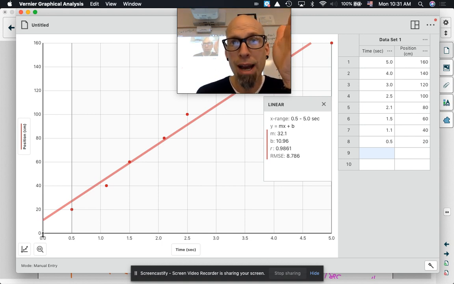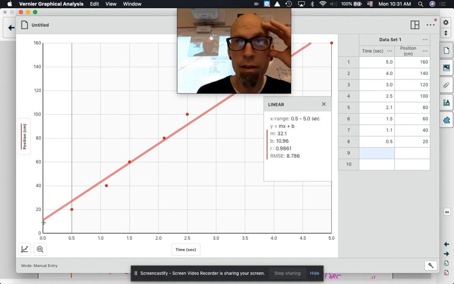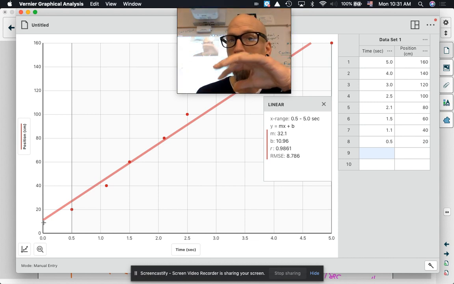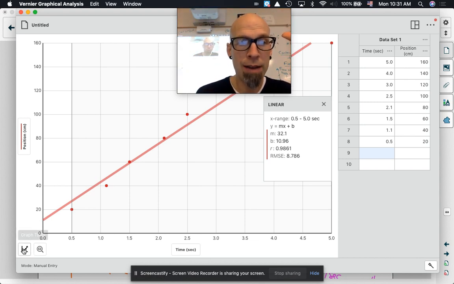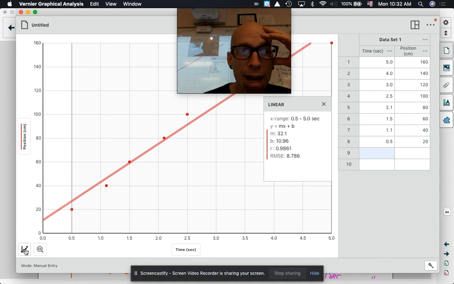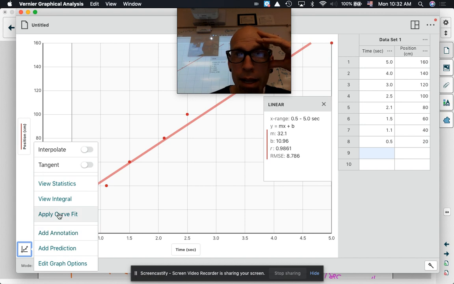If you allow the graph to automatically scale it, it will truncate the graph and it will not look like it's supposed to. So I'm telling you, for every graph we ever do, you're going to have to go down here to the graph tools, edit graph options, and change those to always show the 0. We need to see where the origin is, okay? We do not truncate graphs because it makes them look different than they should. And then once you do that, you can click on the apply curve fit.